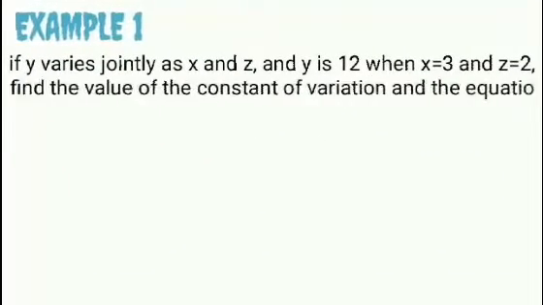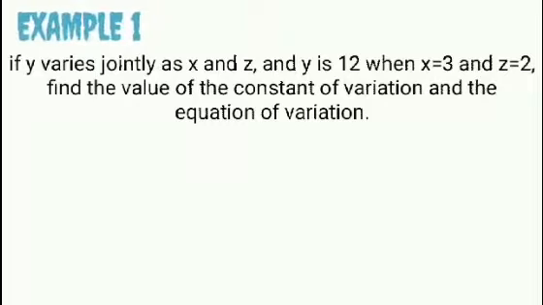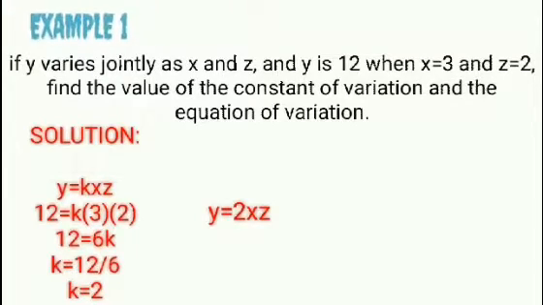Example number 1. If y varies jointly as x and z, and y is 12 when x equals 3 and z equals 2, find the value of constant variation and the equation of variation. The first thing you will do is write the equation involving x, y, and z. Second, substitute the given values in the equation. Third, simplify. And fourth, solve for the k.